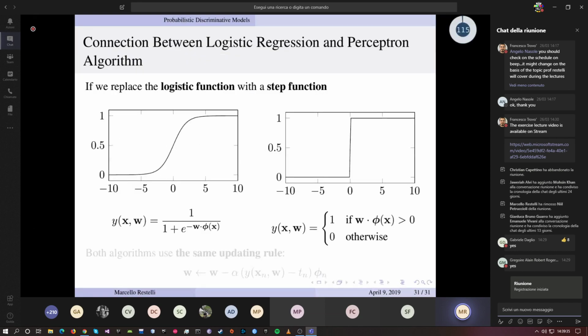Finally, I want to highlight the relationship between the logistic regression approach and the perceptron algorithm that we have seen before. You can see that if you replace the logistic function with a step function, the logistic function is the one on the left, the step function is the one on the right, you see that actually the step function is a limit case of the logistic function. Because if you multiply the input by a very large number, the logistic function becomes closer and closer to a step function.